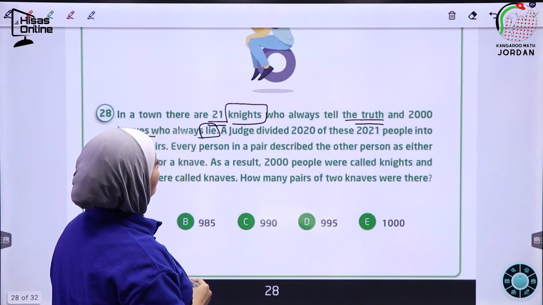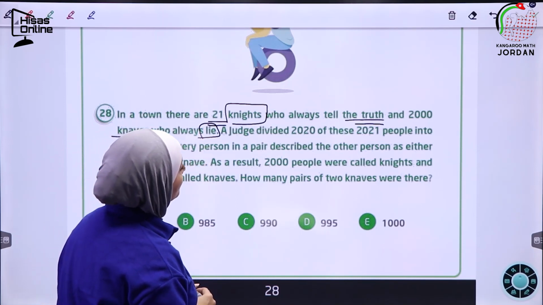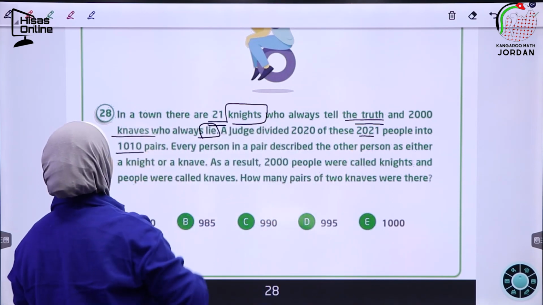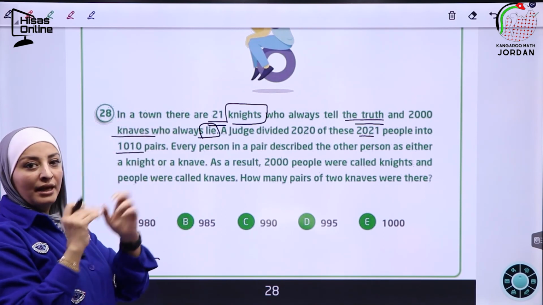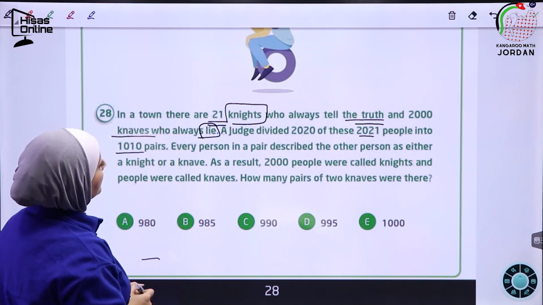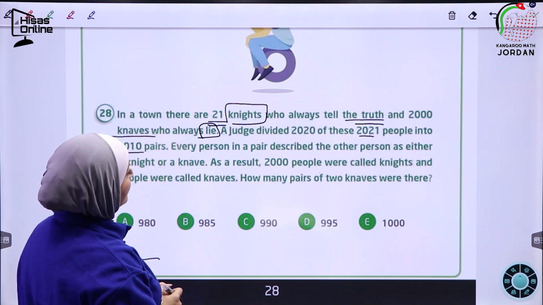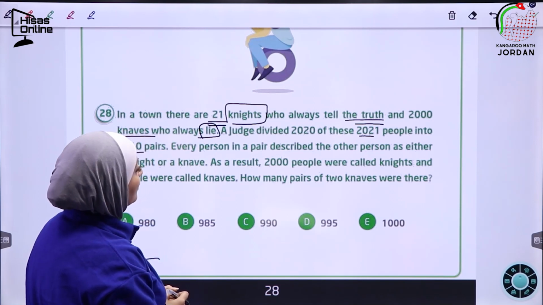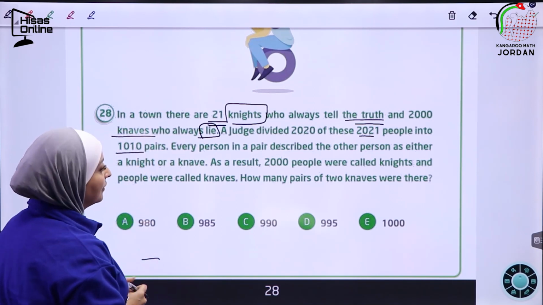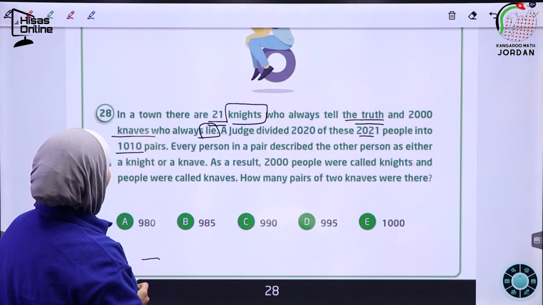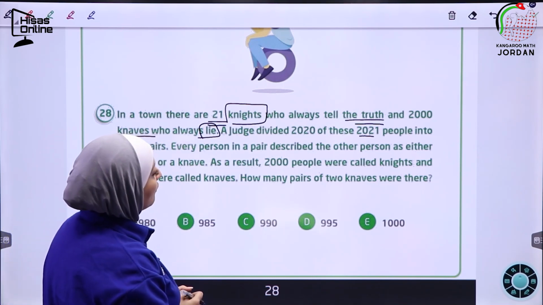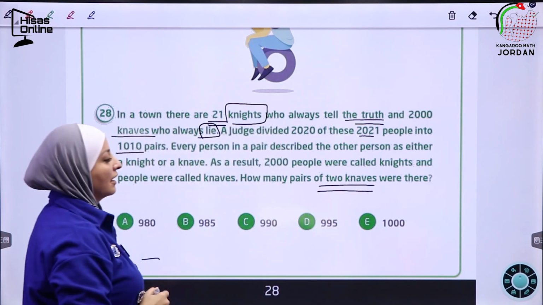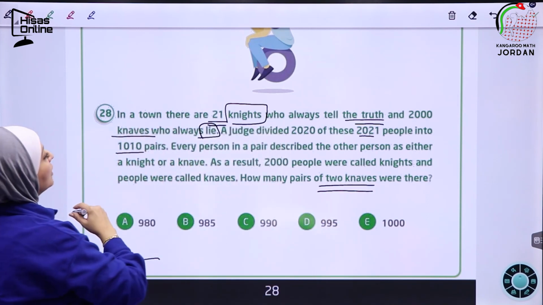A judge divided these 2,021 people into 1,010 pairs. So they put them in pairs. Every person in a pair described the other person as either a knight or a knave. As a result, 2,000 people were called knights and some people were called knaves. How many pairs of two knaves were there? Okay, so we will see.